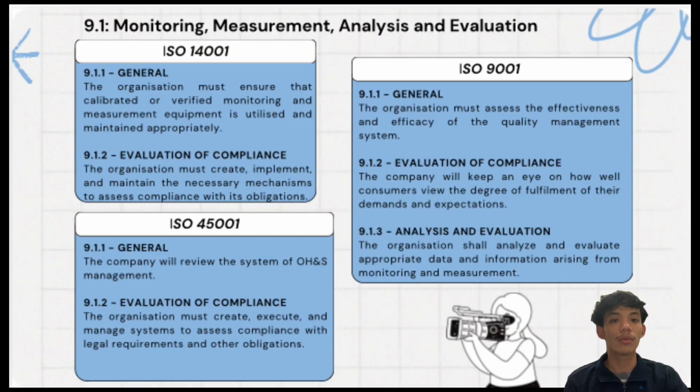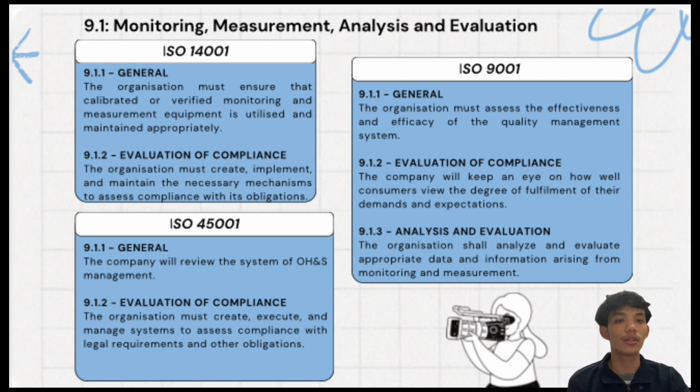9.1 Monitoring, measurement, analysis, and evaluation. For ISO 14001, 9.1.1 General, the organization must ensure that calibrated or verified monitoring and measurement equipment is utilized and maintained appropriately. Next, 9.1.2 Evaluation of compliance. The organization must create, implement, and maintain the necessary mechanisms to assess compliance with its obligations.